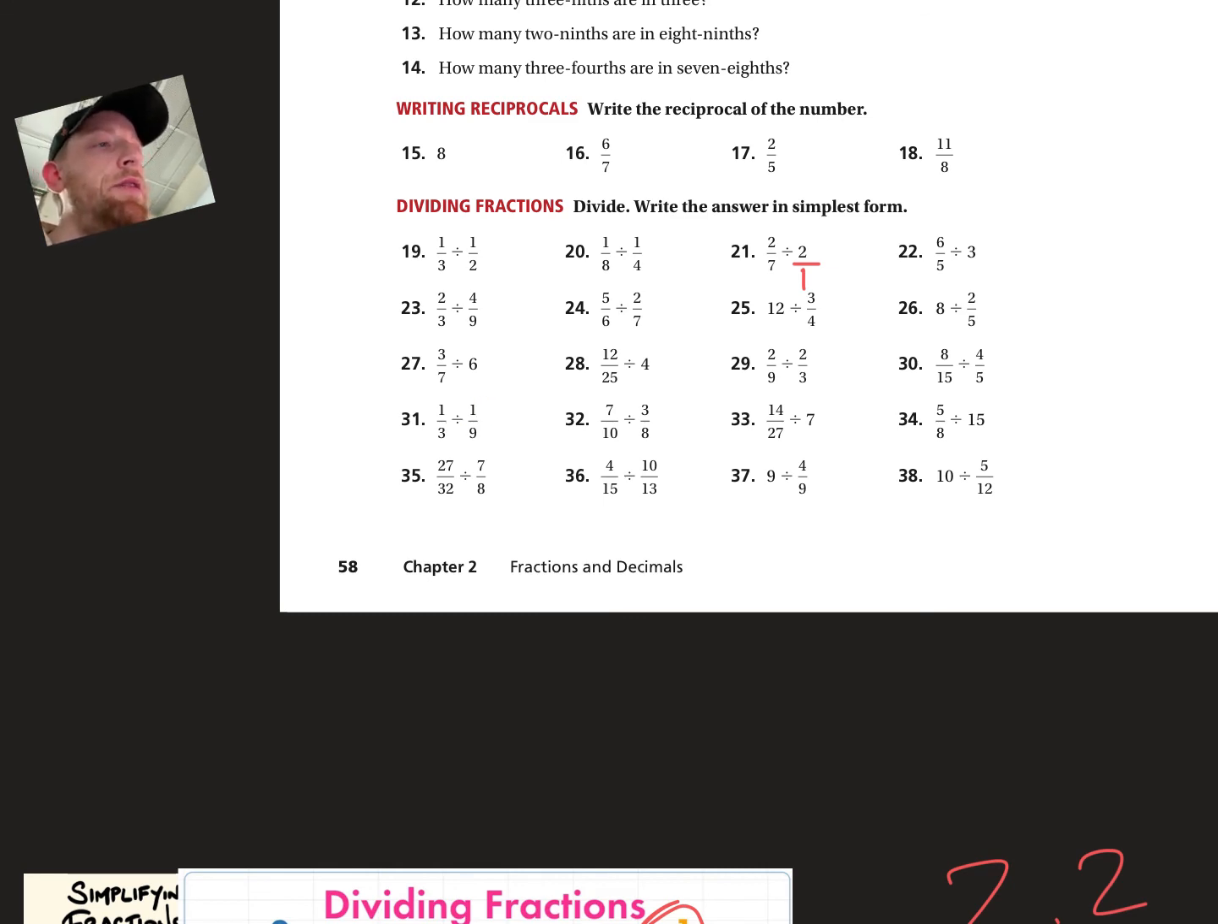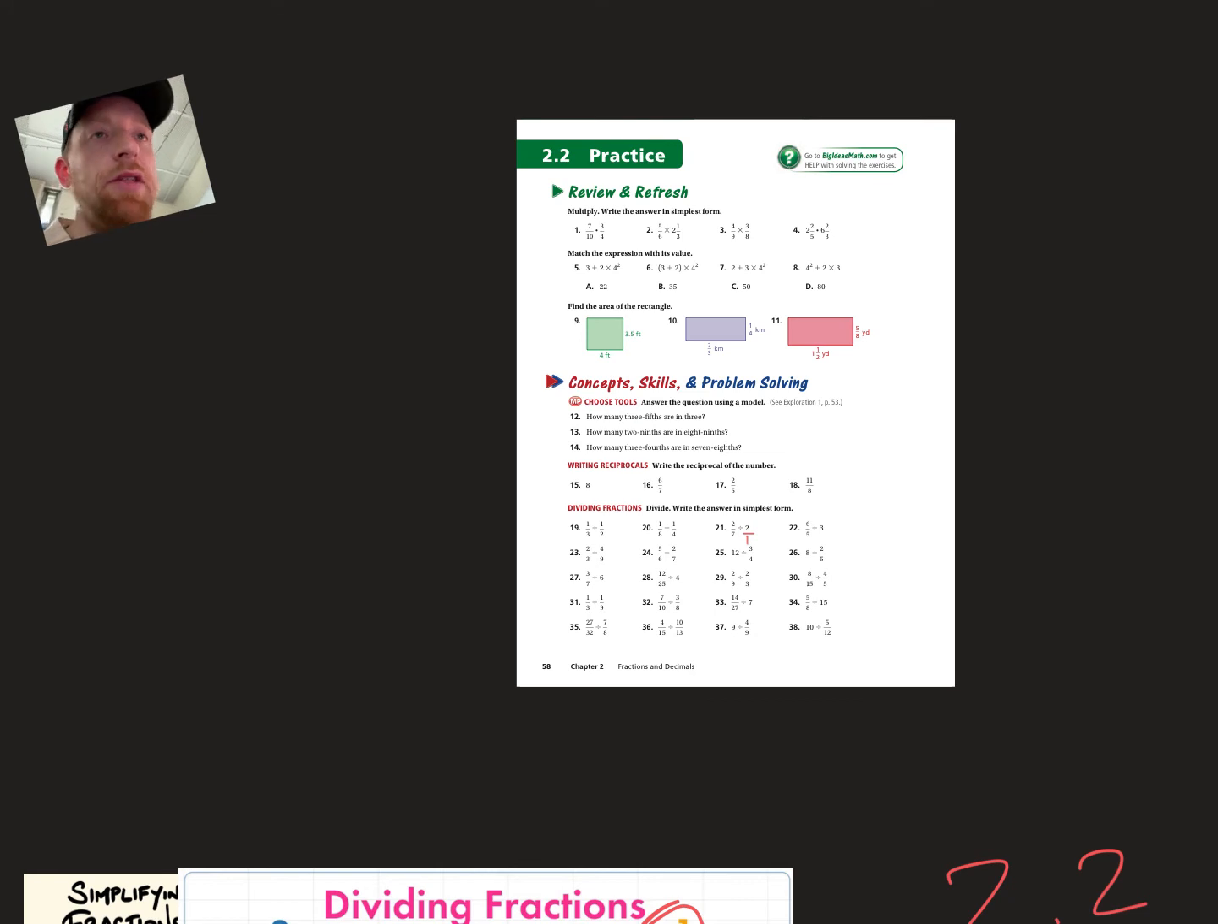And that is section 2.2, dividing fractions, as well as a short little mini lesson on simplifying.